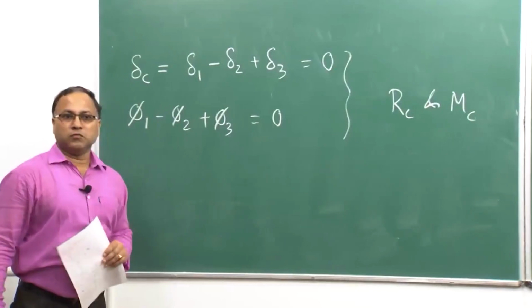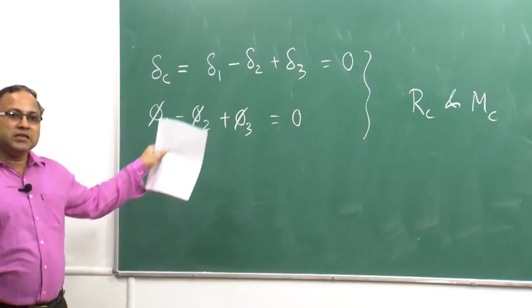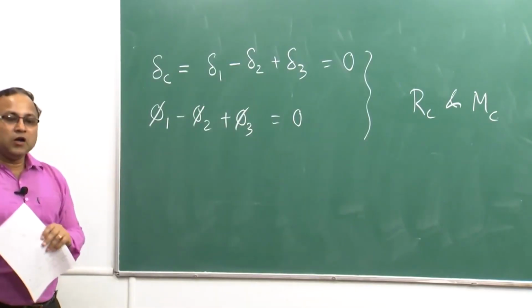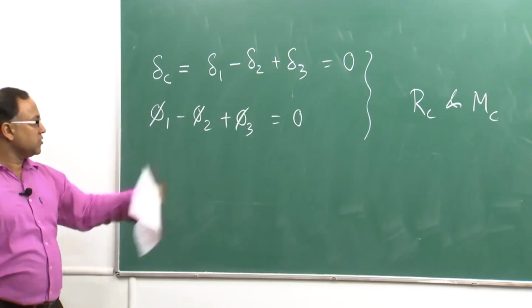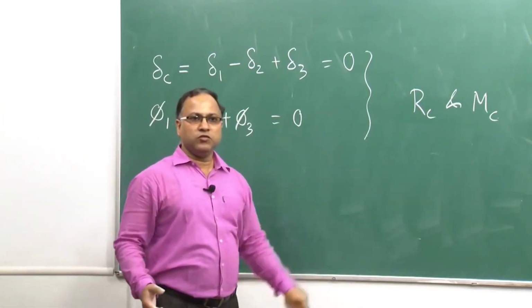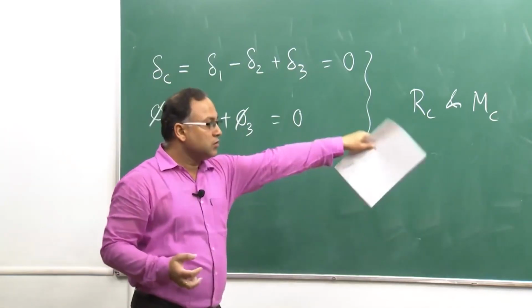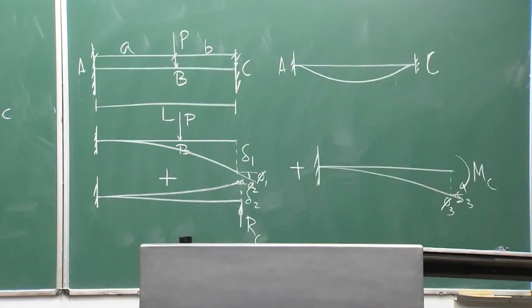They are not known to you. In this method of superposition, you can even find out the unknown reactions, because RC and MC are not known to you, as this is an indeterminate structure. They can be found out by solving in this fashion.